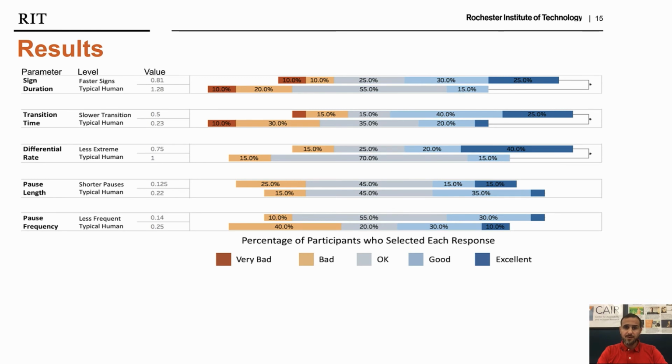We found that for the three non-pose related values, participants prefer animation to have faster sign speed, slower transition, and less dynamic variation in differential signing speed as compared to the timing of a human signer. For the two pose-related values, a two-sided test for statistical equivalence revealed that ASL signers prefer pause length and frequency to be similar to that of humans.